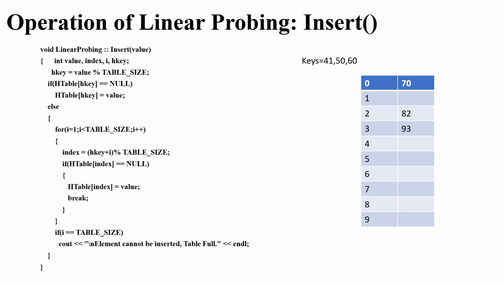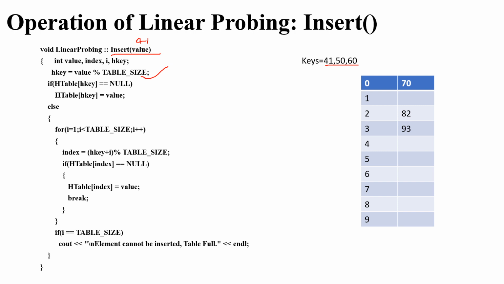So this is my given table. My table size is 10, and I'm going to insert 41, 50, and 60 into my table using this pseudocode. I have created one method, the insert method. In that method, first I pass 41, then I do 41 modulus table size. My table size is 10, so 41 modulus 10 gives an index value of 1.